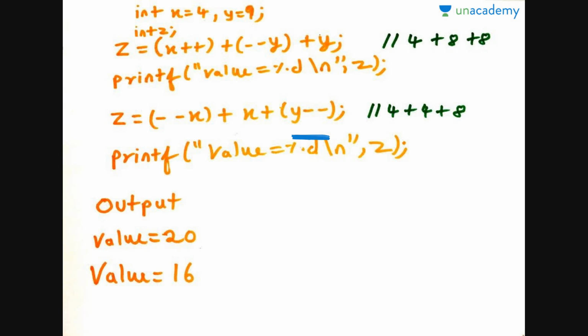Now the value of y was 8 over here. So 8 is still remaining over here. Since it's the post decrement, the value will remain 8, and then it will change to 7, but for the expression it will remain 8. So the value is 4 plus 4 plus 8. So the output of z will be 16.